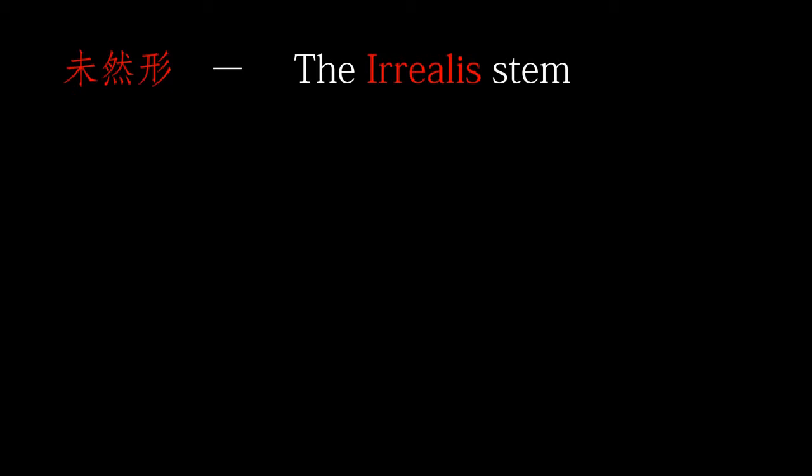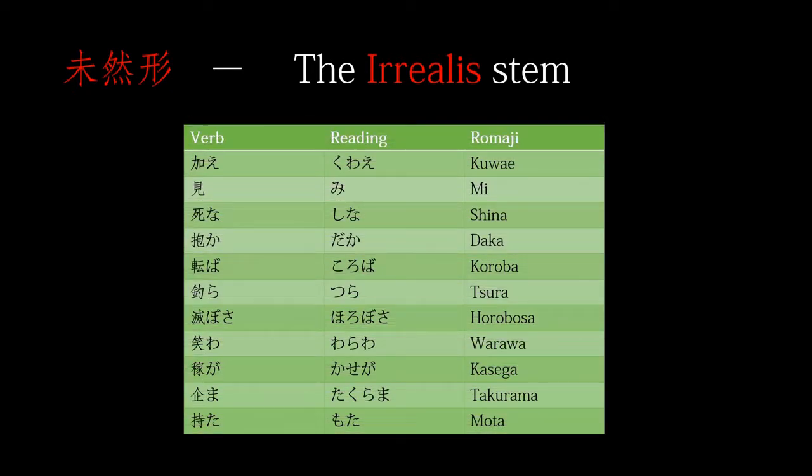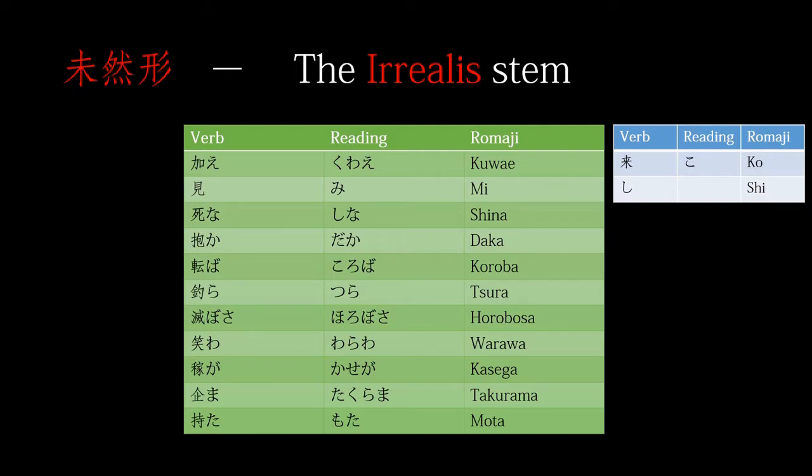And let's see how this reflects on our verbs that I have shown you in the verbs section. Here are their irrealis stems. We have kuwae and mi from our Ichidan section. After that we have shina, daka, koroba, tsura, horobosa, varava, kasega, takurama, and mota for our Godan section. And in the small blue table on the right, you can see the irrealis stems for our irregular verbs being ko and shi for kuru and suru.